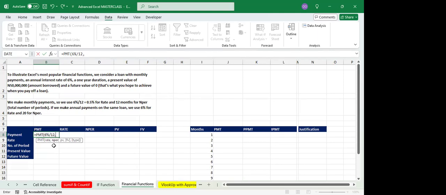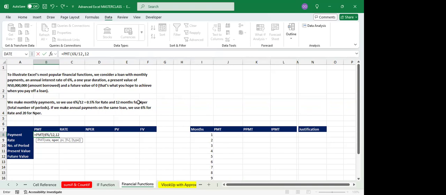The next argument is asking me, what is my NPER? That is number of periods. The period is 1 year, but we are translating it into months. So NPER is 12. That is 12 months.